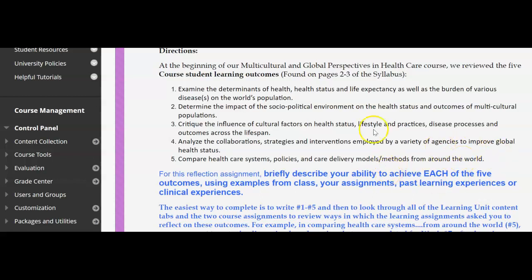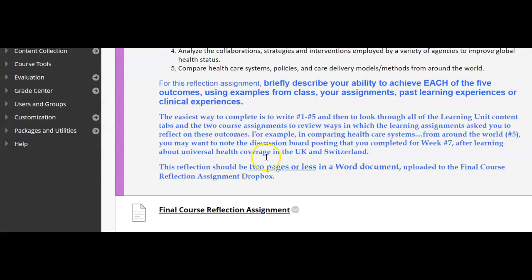But I'm asking you to reflect. I think everybody is going to say, yeah, I did compare healthcare systems. We did it with 3 countries, as a matter of fact, from around the world. You're going to demonstrate how you did that. And that's it. You're going to upload that document in the section right here.